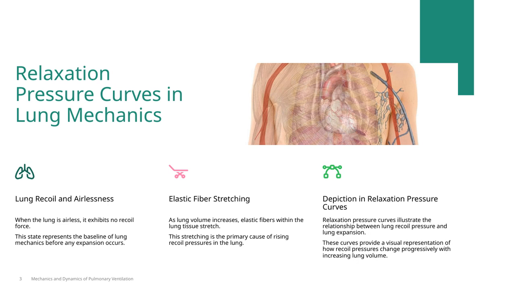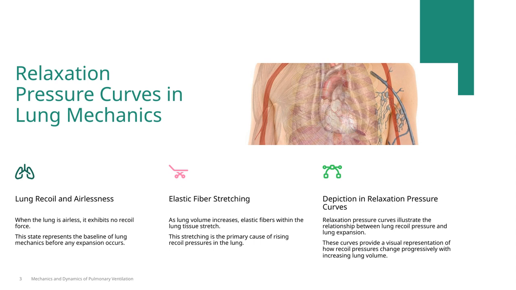Now, let's take a closer look at the mechanics and dynamics of pulmonary ventilation, starting with elastic fiber stretching. As the lung volume increases during inhalation, the elastic fibers within the lung tissue stretch correspondingly. This stretching is really important because it's the primary reason we see recoil pressures rise as the lungs expand. In other words, the more the fibers stretch, the more they want to spring back to their original shape, creating that recoil force.